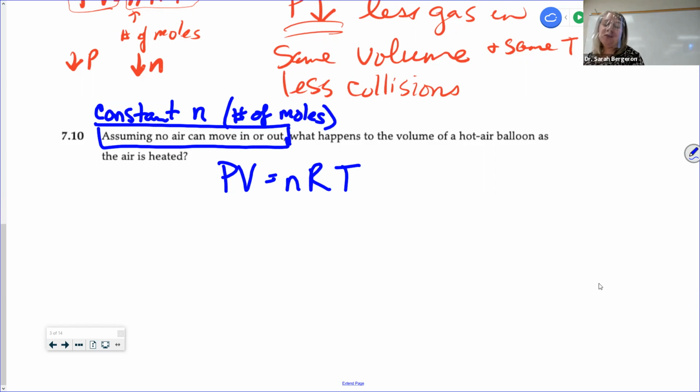What happens to the volume of a hot air balloon as the air is heated? So don't worry about n. R is a constant, so we're not going to worry about that. So what happens to the volume if a hot air balloon is heated? So what does that do to temperature? We're going to increase temperature. So what do we have to do on the other side? Increase.